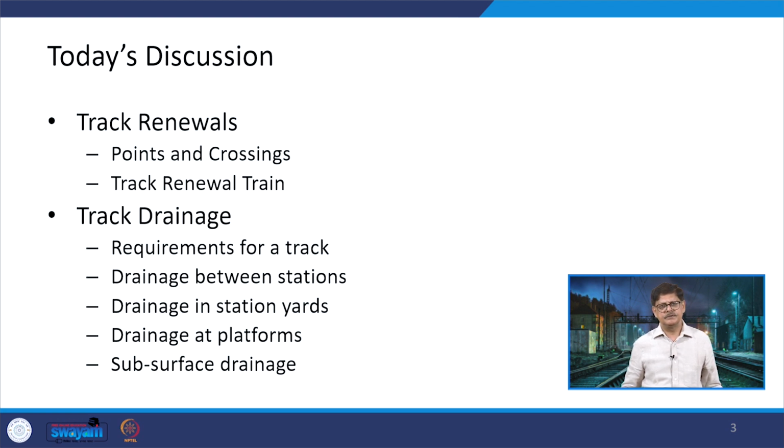various requirements in terms of the drainage and the effects which may happen on a track, and then we will be taking up the drainage at different locations between the stations, at the station yards or at the platforms. And finally, we will touch upon the subsurface drainage practices.